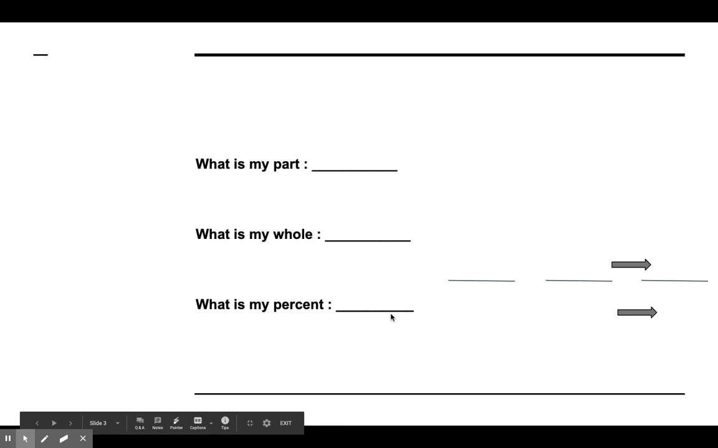All right, so this is part two of us finding our part, whole, and percent using equivalent fractions. So part one was just our first question. Part two is going to be question number two, and then part three will be the last question for our examples for the video.